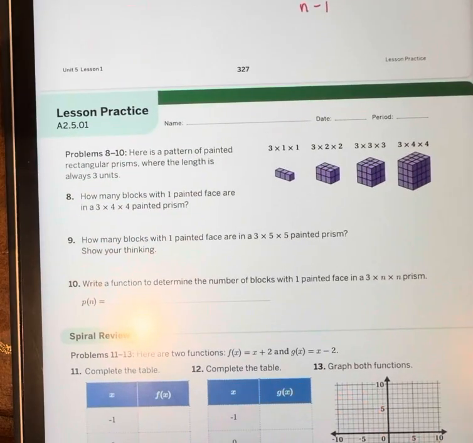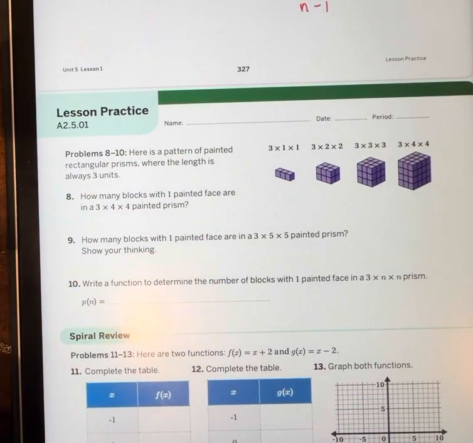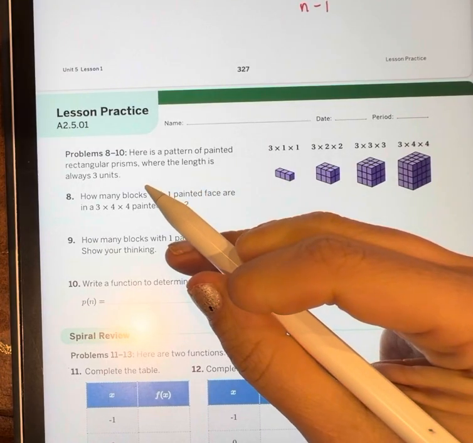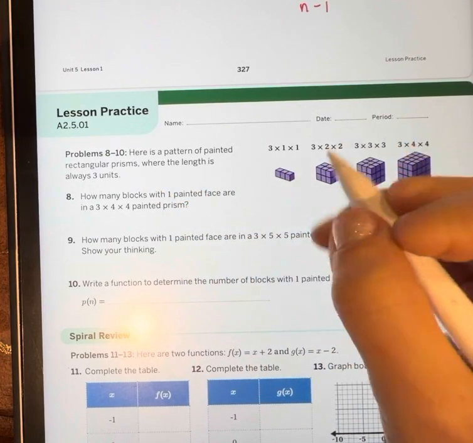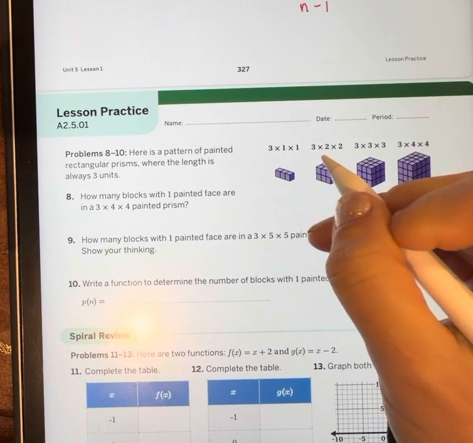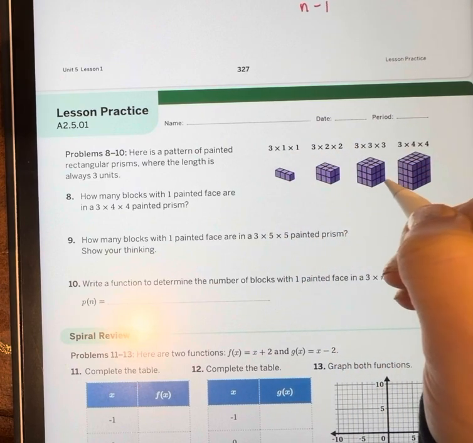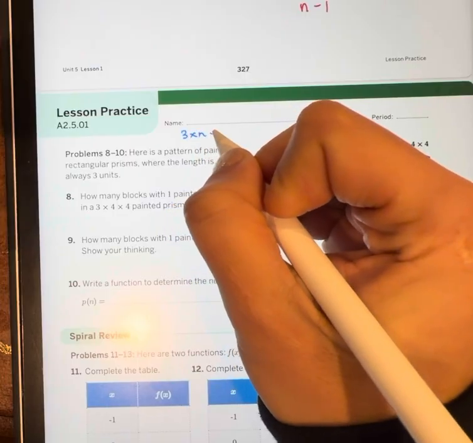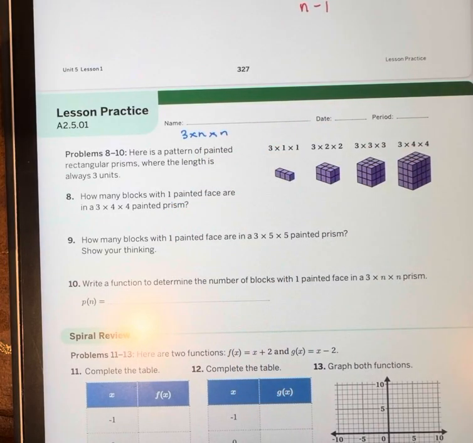Okie doke. Back to the cubes. Here's a pattern of painted rectangular... Oh no, they're not cubes. They're rectangular prisms. I didn't catch that. The length is always 3. So this one is a 3 by 1 by 1. This is a 3 by 2 by 2, 3 by 3 by 3, 3 by 4 by 4, and so on. So 3 by n by n. How many blocks with 1 painted face are there in a 3 by 4 by 4?